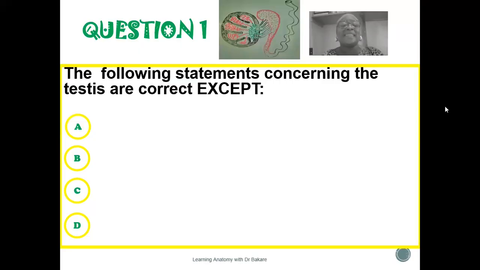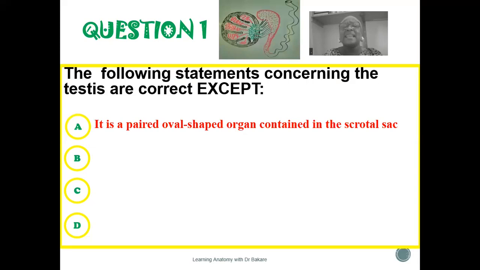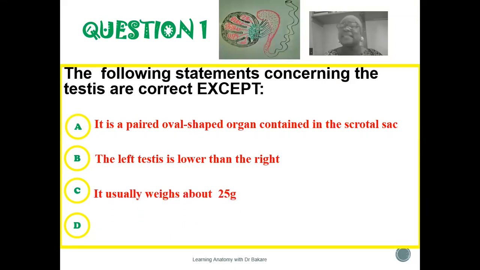First question reads that the following statements concerning the testes are correct, except the fact that the testis is a paired oval-shaped organ that is contained within the scrotal sac, or is it except the fact that the left testis is lower than the right testis, or is it except the fact that the testis usually weighs about 25 grams, or finally, is it about the fact that the testis is solely an endocrine organ? So which of these statements about the testis is false? This is what this question represents.